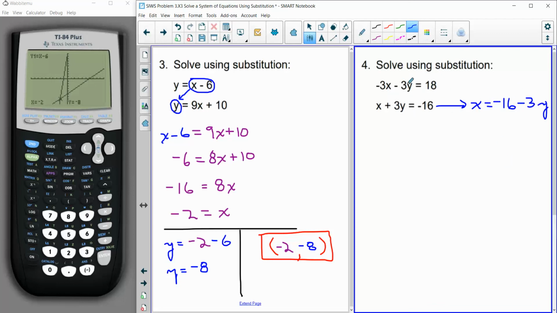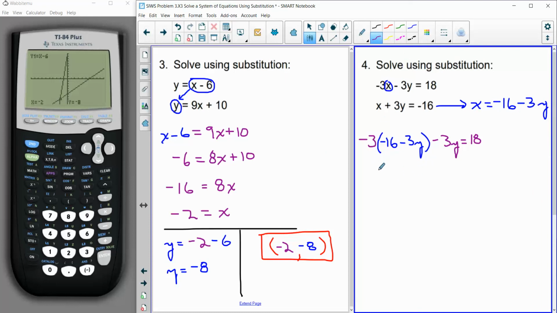Now that I know what x is, I can put it into that equation right there. That's what I'm going to do. I'm going to do negative 3 times x, which I think is negative, not I think, I know, it's negative 16 minus 3y. Minus 3y equals 18. So do you see how I got this equation solved for x, and then I took the blue expression, plugged it into the other equation. And now I'm going to solve this. I'm actually going to figure out what y is first.